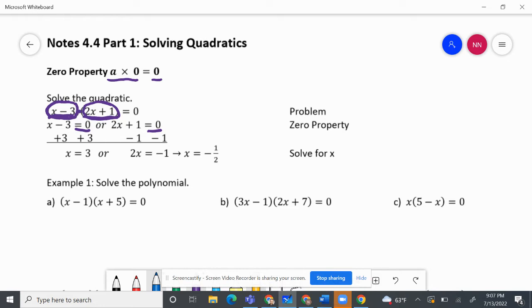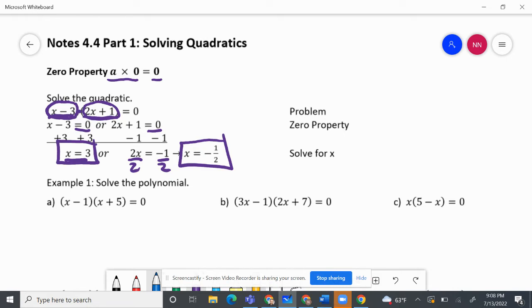So that means that for the first binomial, we're going to add the 3. 0 plus 3 gives us 3. For the second one, we're first going to subtract the 1. Then we're going to divide it by 2. And what we get is negative 1/2. So our two answers are either 3 or negative 1/2. It has to be one of those two values.